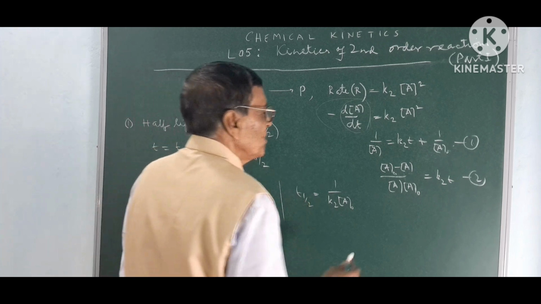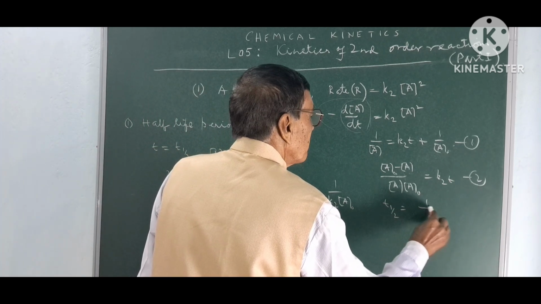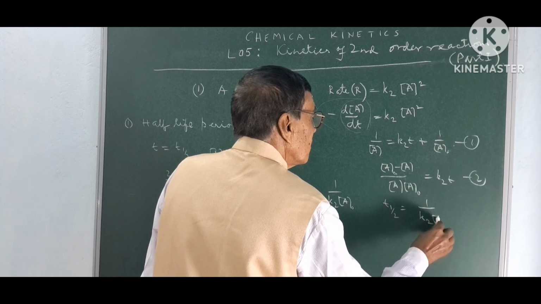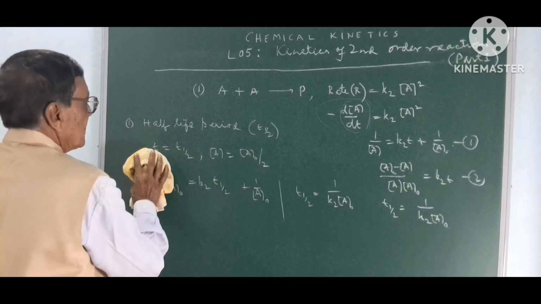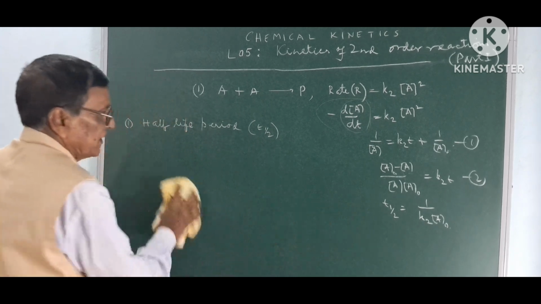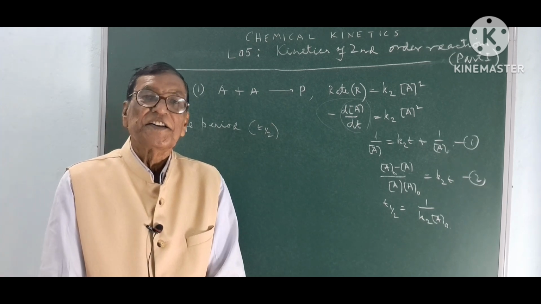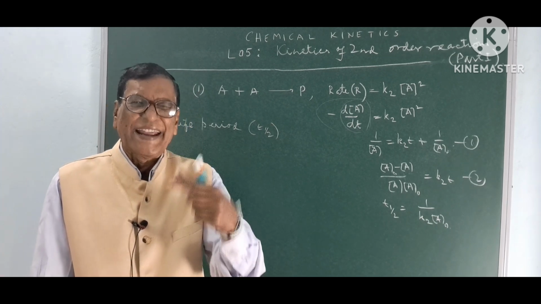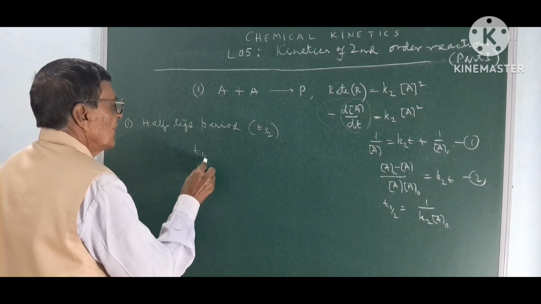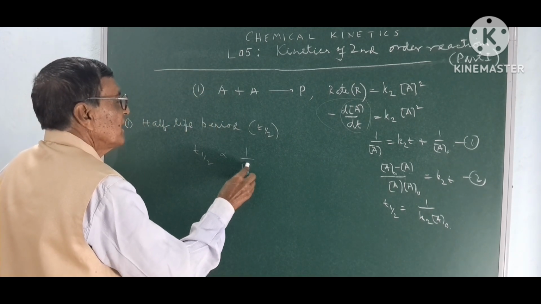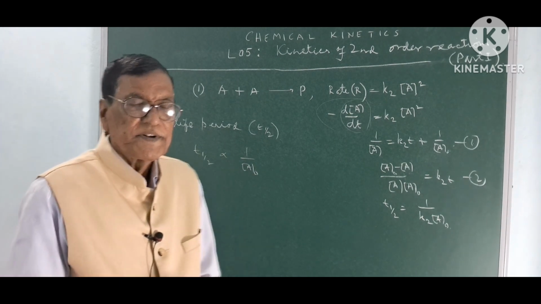So this is the third equation. You can write T half equal to 1 by K2 concentration of A naught. So in this case, it is seen that the half-life period of the second order reaction depends on the initial concentration, or rather very accurately you can say half-life period is proportional to 1 by initial concentration. It is very surprising.